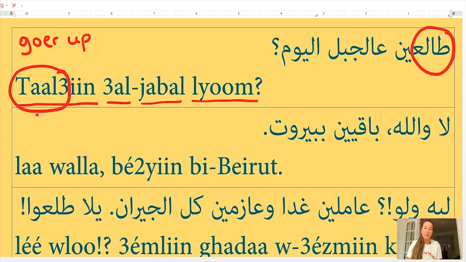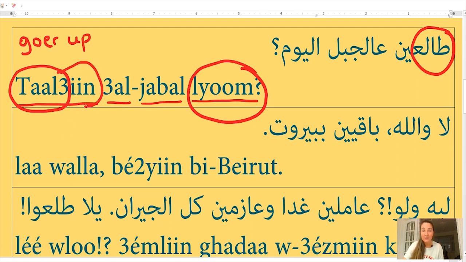We use sometimes the participle as an adjective, and other times we use it, like in this case, to refer to something that plays the role of a present continuous, or sometimes to refer to the near future. In this case, it's the near future because the person is asking, are you going to the mountain today? It's something that they want to know if you're doing it sometime soon, in the next few hours maybe. So when I say طالعين, I'm asking a group of people if they're going up. But if I say طالع, I'm asking one person if they are going up. So طالعين literally means goers up or the people who go up.